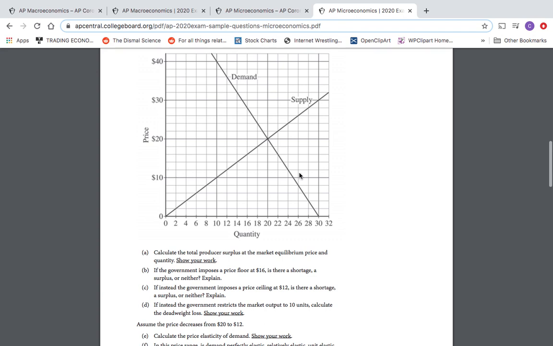You find $12 along the demand curve. You see what the corresponding quantity demanded is. You find $20, what the corresponding quantity demanded is. So do the percent change in the quantity, which is final minus initial over initial times 100, new minus old over old times 100, for quantity, and then you divide that by the percent change in the price, final minus initial over initial times 100.